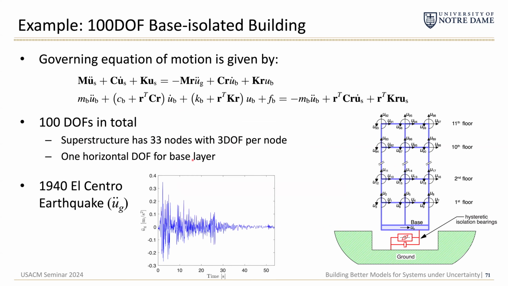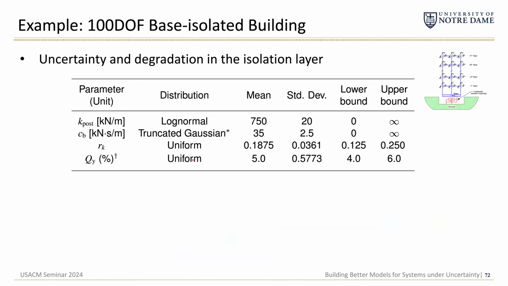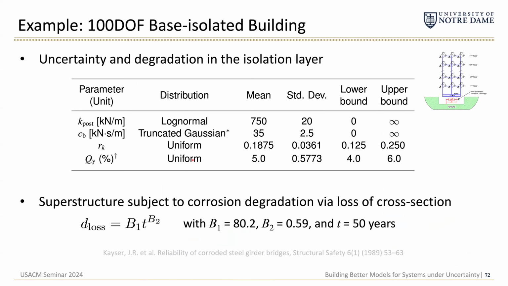And now we're going to supply excitation in the form of the El Centro earthquake. So we have the same uncertainty related to our base isolation layer, just as we had with our simpler model. But now we're also going to assume that our superstructure is subject to some corrosion degradation. Right? And remember, our original model is going to be completely pristine. It doesn't have any degradation in its hysteretic response, doesn't have any degradation in terms of its superstructure.